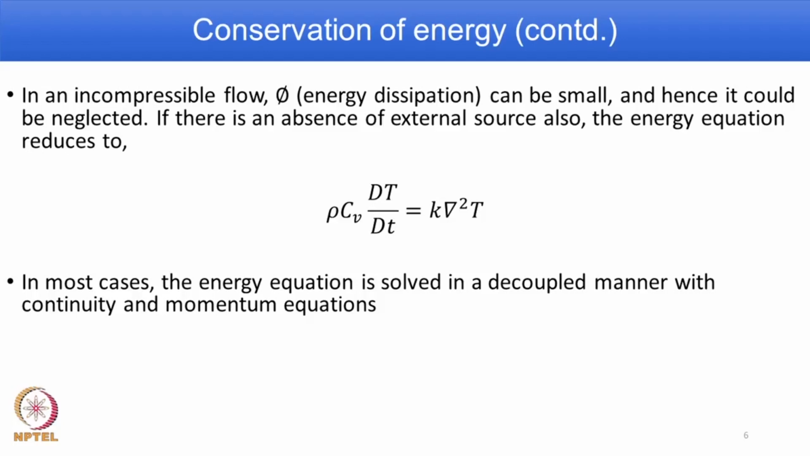So, if you look at the number of variables, you have u, v, w, 3, and pressure, 4. So, there are 4 unknowns and there are 4 equations. So, mathematically it is a closed system of equations, and along with the boundary conditions you specify, you will be able to solve those 4 equations without any problem.